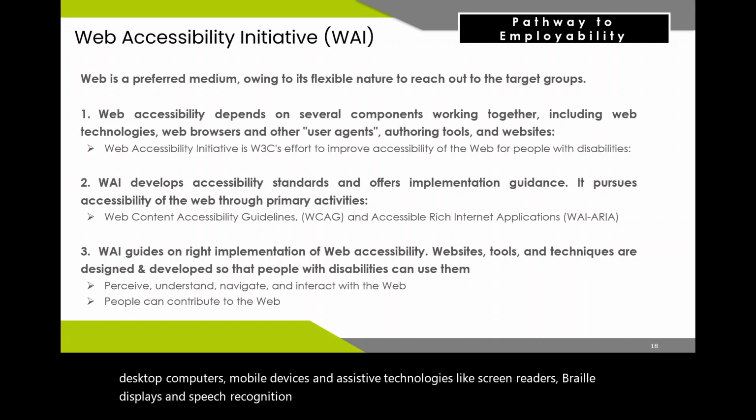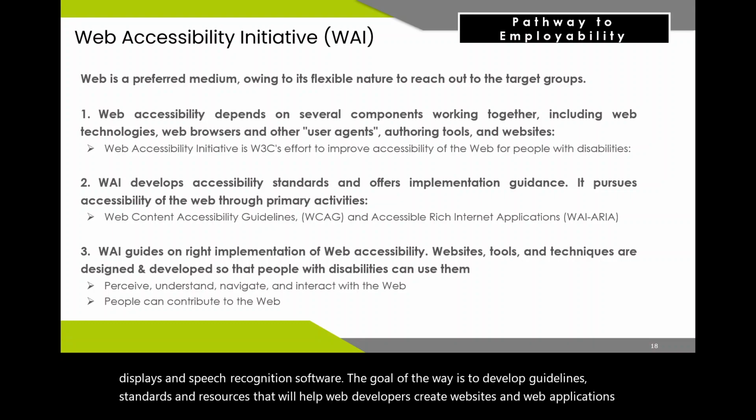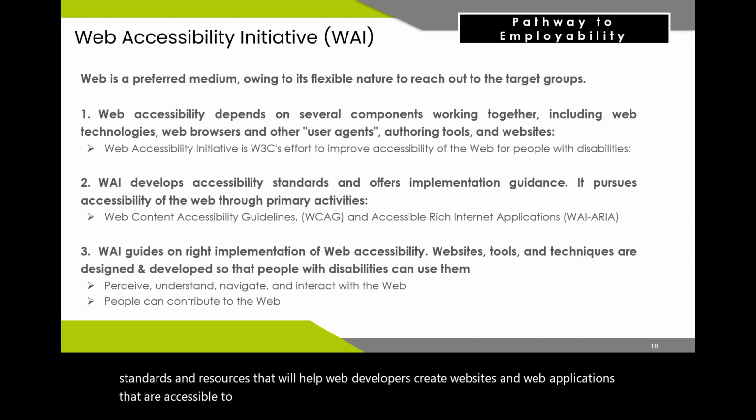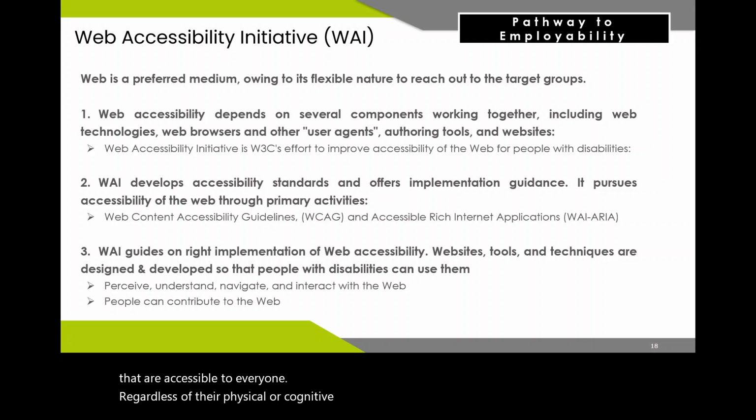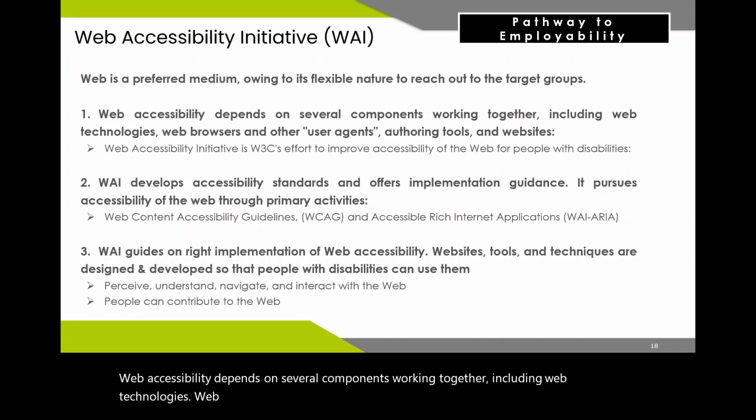The goal of the WCAG is to develop guidelines, standards, and resources that will help web developers create websites and web applications that are accessible to everyone, regardless of their physical or cognitive abilities. Web accessibility depends on several components working together, including web technologies, web browsers, and other user agents, authoring tools, and websites.